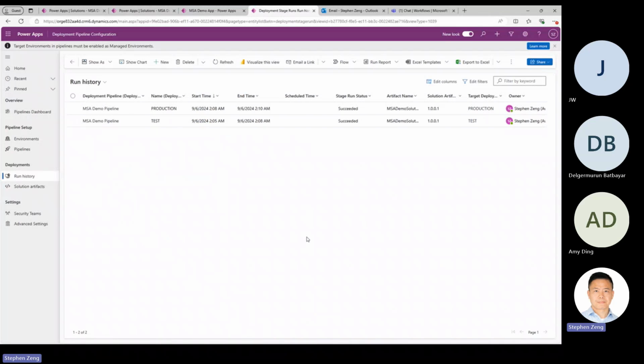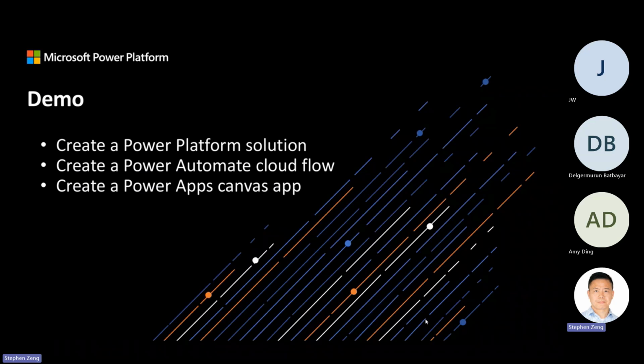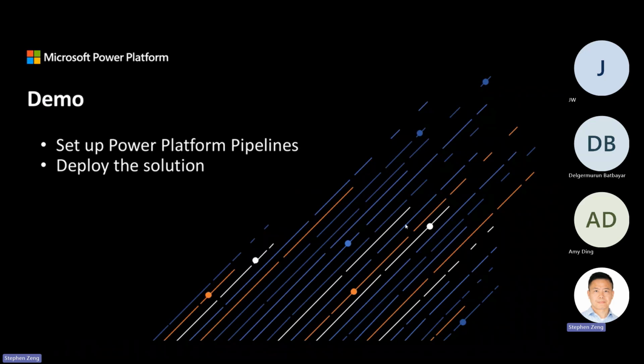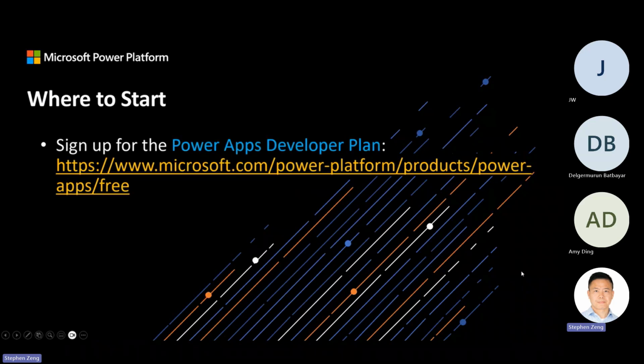That's one of the useful things when it comes to Power Platform pipelines. As you can see, it also has all the run histories, and there are other things you can customize as well. For example, when a deployment fails, you can send out a notification, or when the deployment is completed, you can send out a notification. You can do those kinds of customization as well. So that's pretty much today's content. I'll take a pause and see if there are any questions from the audience.